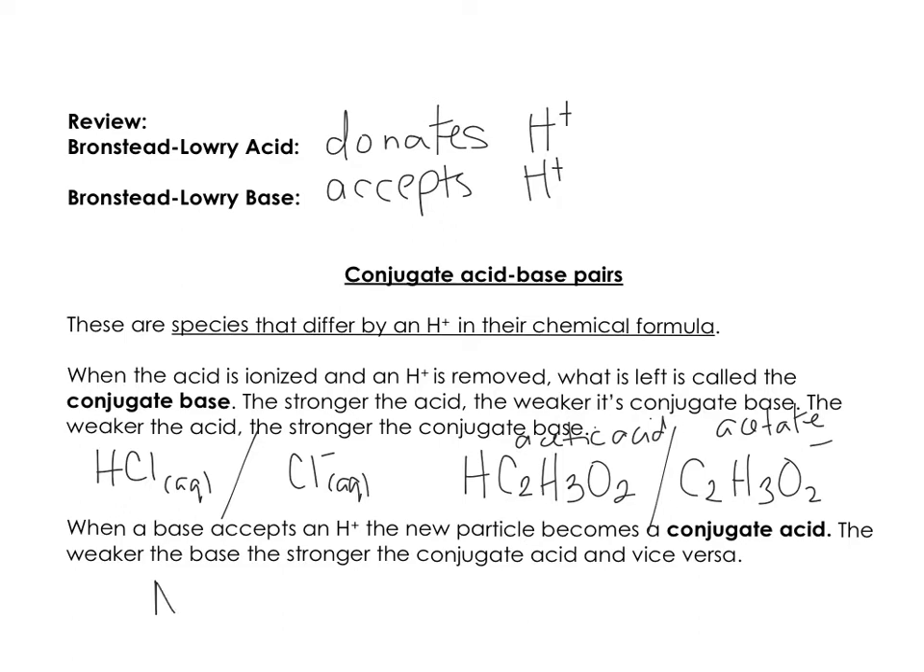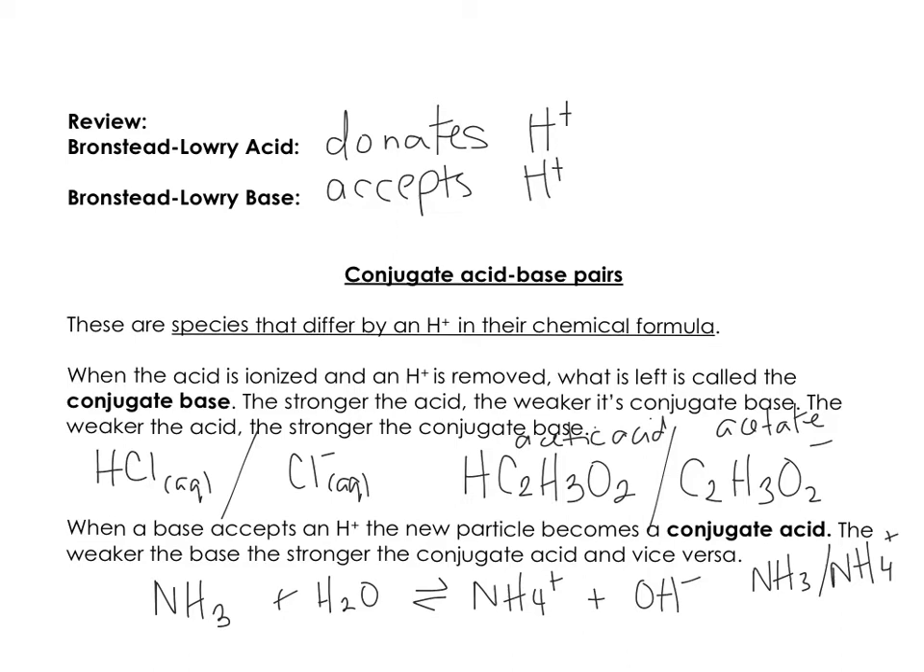So if we're looking at ammonia, and it will accept an H+ from water, it will form the ammonium ion. So the NH3 and the NH4+ are the conjugate acid base partners. So ammonia is the base. So ammonium is the conjugate acid. So if you're an acid, you have a conjugate base, and if you're a base, you have a conjugate acid.